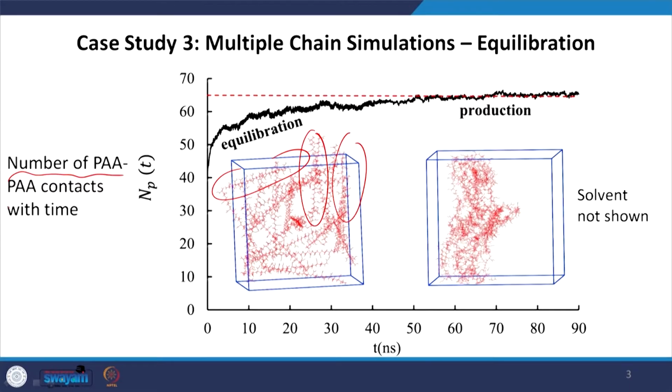And then at some point we have to say that now we have reached the equilibrium of the simulation. What will be that particular point? How will I define equilibration in this particular system? And the answer is, we can look at the number of the PA-PA contacts with time. As the polymer chains start coming together, the number of such contacts increases, and eventually they start converging around some value. And it is those values where we can stop the simulation, because the polymers have now aggregated.